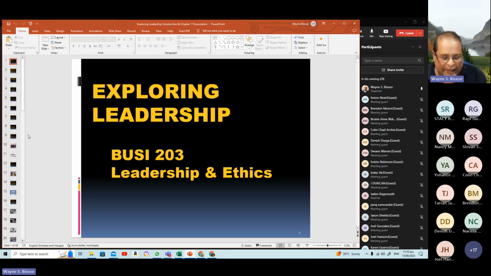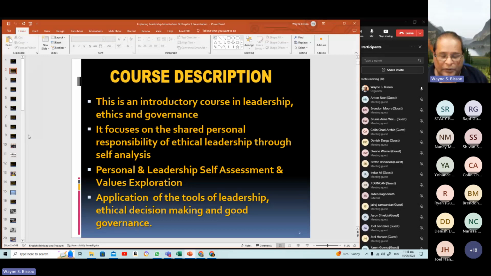So what we're looking at here is basically the beginning of the process, and we're going to start with looking at the course description. So the course is an introductory course. It's not meant to be a heavy in-depth course in leadership, ethics, and governance. The way in which it's designed, it focuses on your personal relationship and your personal experience with the concepts that we're going to be looking at, especially your own personality assessment and evaluation, as well as an evaluation of your own personal ethical value systems.